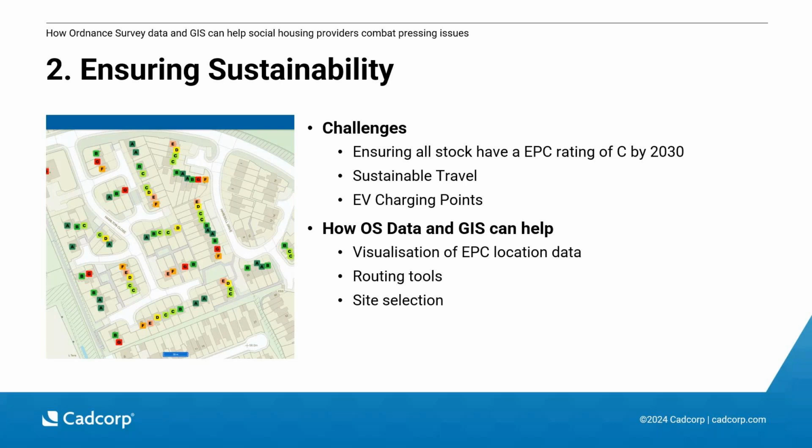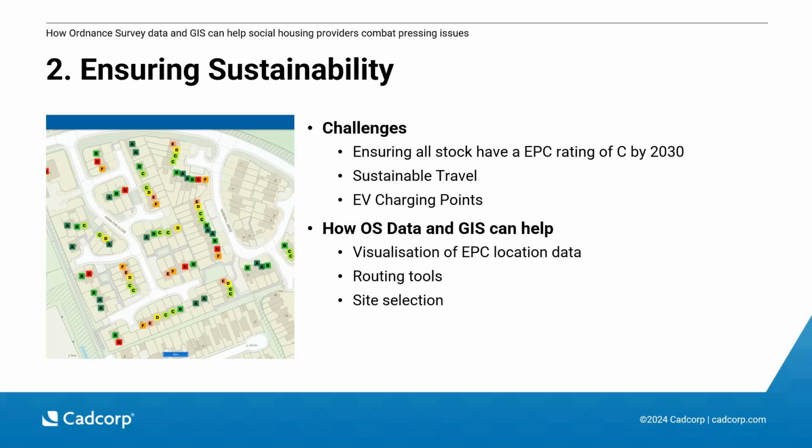So Ordnance Survey data allows the visualization of EPC ratings. Therefore, organizations can easily view where ratings are below that C standard in a particular estate or neighborhood and plan, for example, a program of scheduled upgrades at the same time, making it more efficient across the board. Using the OS highways network within GIS, organizations can optimize the routes that operatives take when traveling out and about on site, which can help with individual sustainability targets.